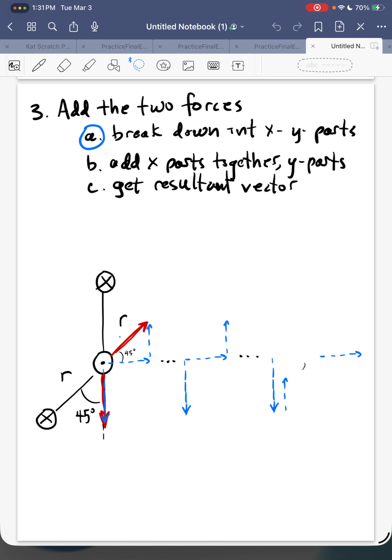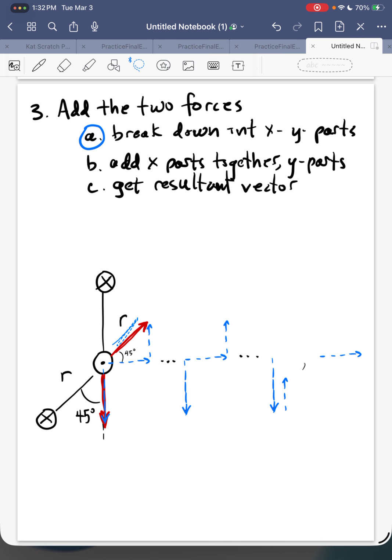Okay. On the other hand, this one is tilted at 45 degrees. I just make sure that this angle is going to be matched by that angle. So this one's tilted at 45 degrees, so it's going to have an x component and a y component. I need to know what those are. So these little dots are basically showing all the different parts that we have. We've got a negative y part from this red vector, and we've got a positive x part and a positive y part from this red vector.